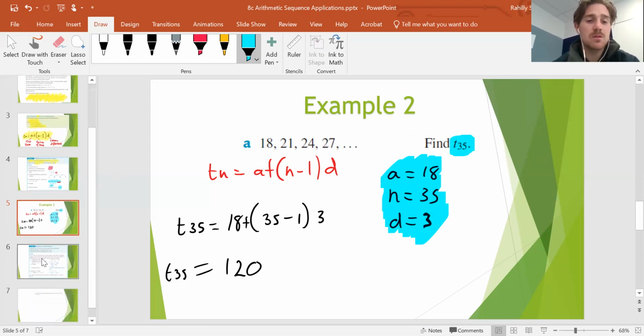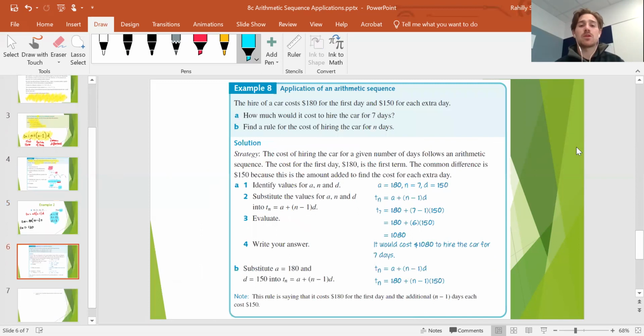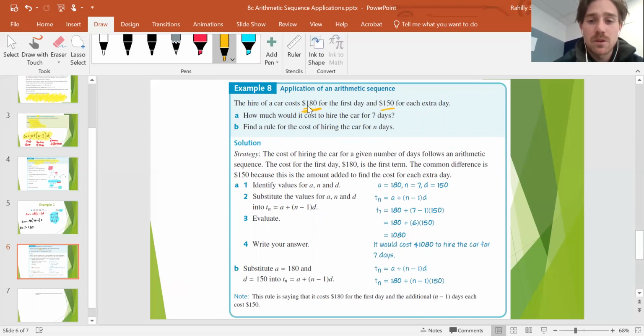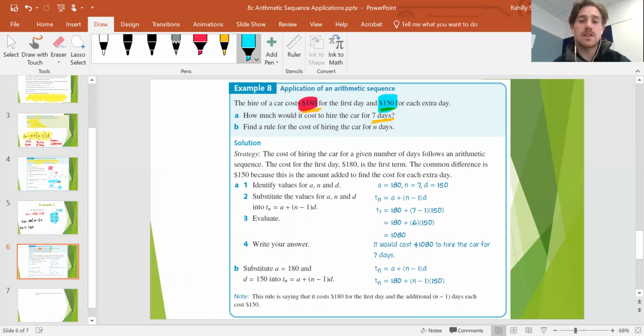A couple more examples again, and then we'll move on. Now this one, we're looking at a worded problem. The hire of a car costs $180 for the first day and $150 for each extra day. Find out how much it would cost to hire a car for 7 days. So first of all, this is our key info for 7 days. 180 is our A. 150 is our common difference because we're adding $150 every time. And then our term number is 7.